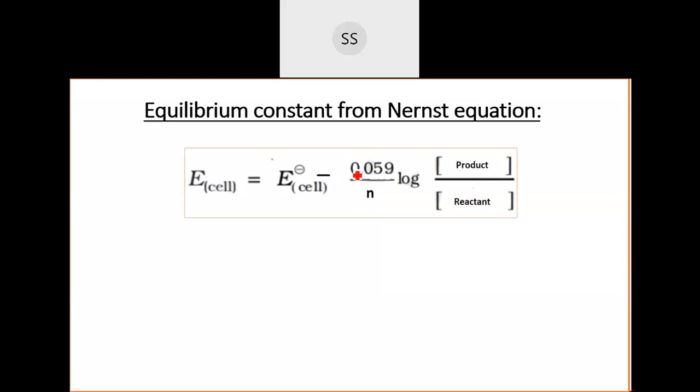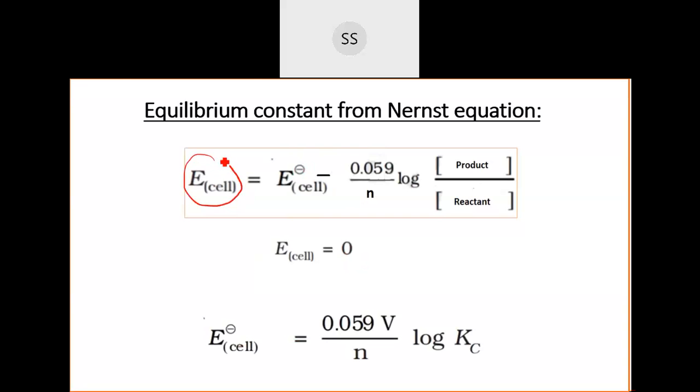Okay, next one is the equilibrium constant. Using the Nernst equation, the equilibrium constant and the E cell equations are related. For the equilibrium constant, the E cell value will become 0, because everything is at equilibrium, so you don't find any reaction happening. So you substitute the E cell value as 0. When you substitute this as 0, the E naught cell value will come to this side, so it will get a minus. It will become like this: minus E naught cell is equal to minus 0.059 by n log of product divided by reactant.